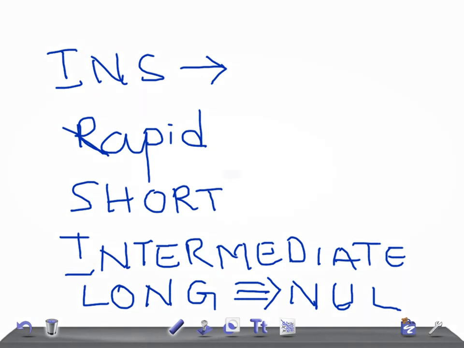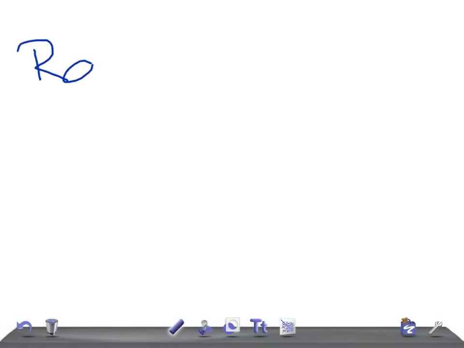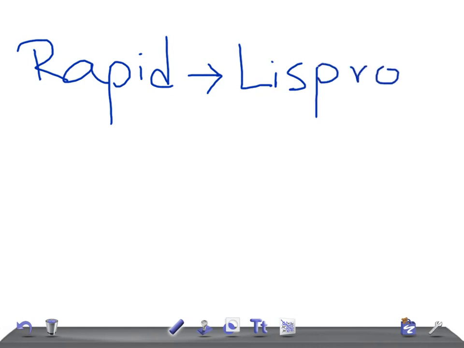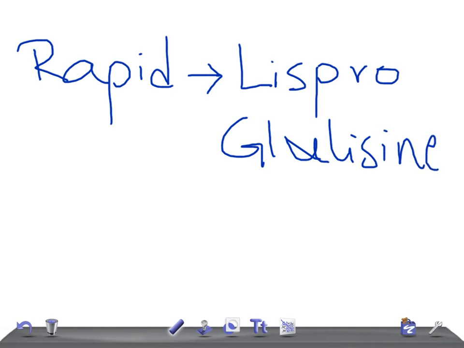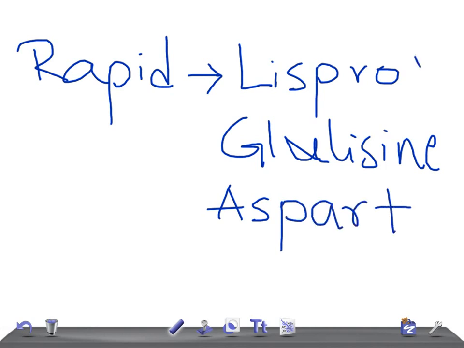So let's throw some light on rapid acting insulins. As the name indicates, they act very fast, really very fast. That's why they named it rapid acting insulin. Rapid acting insulins include Lispro, glulisine, and aspart insulin. So these are the three insulins you should remember: Lispro, glulisine, and aspart insulin.